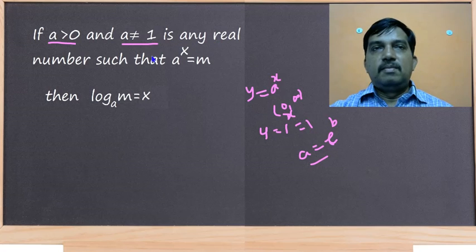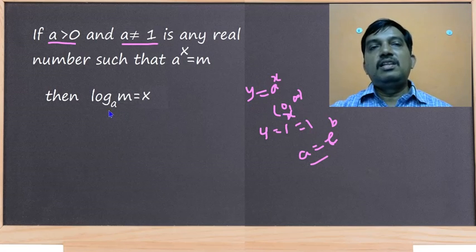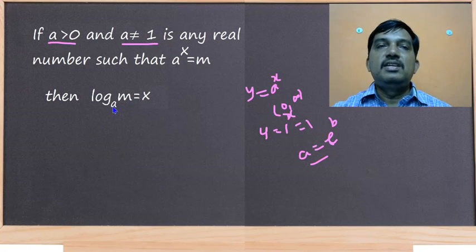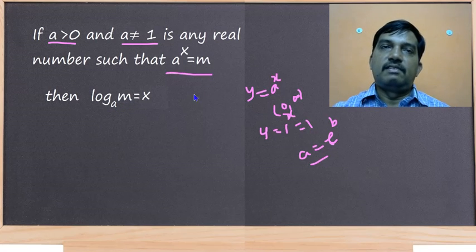And for any real number x such that a power x is equal to m, you can take a power x equal to y. And if a power x equal to y, then what is the f inverse of x? F inverse of x exists here. It is both 1-1 and onto, and that is taken as logarithm of m to the base a, which is the inverse of this function.